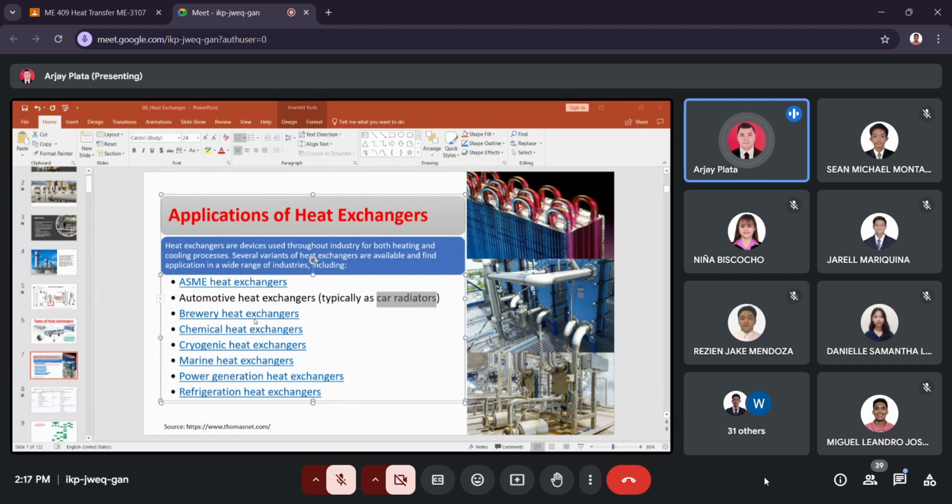In automotive, you also have brewery heat exchangers, chemical heat exchangers, cryogenic, marine heat exchangers, power generation, and refrigeration heat exchangers. So there are so many types of heat exchangers and many applications.